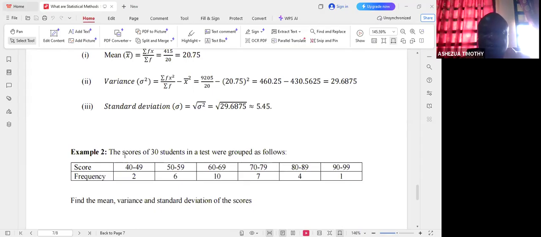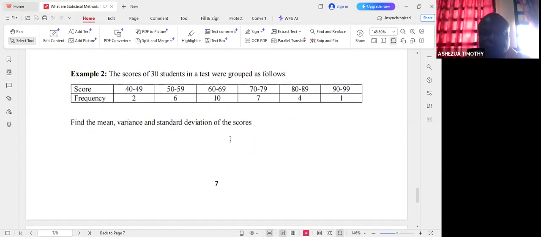The scores of 30 students in a test were grouped as follows. 40 to 49, you have 2. 50 to 59, you have 6. 60 to 69, you have 10. 70 to 79, you have 7. 80 to 89, you have 4. 90 to 99, you have 1.